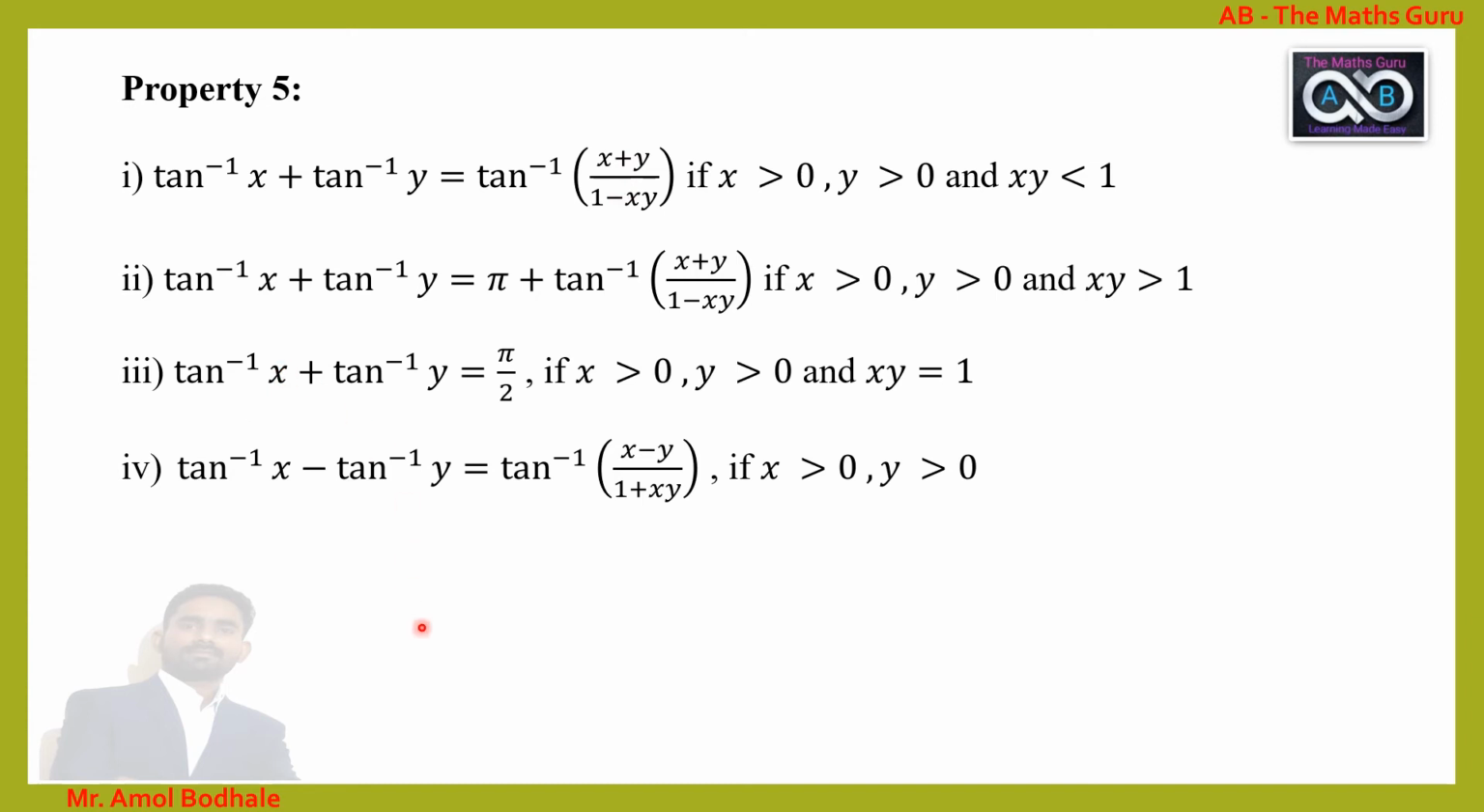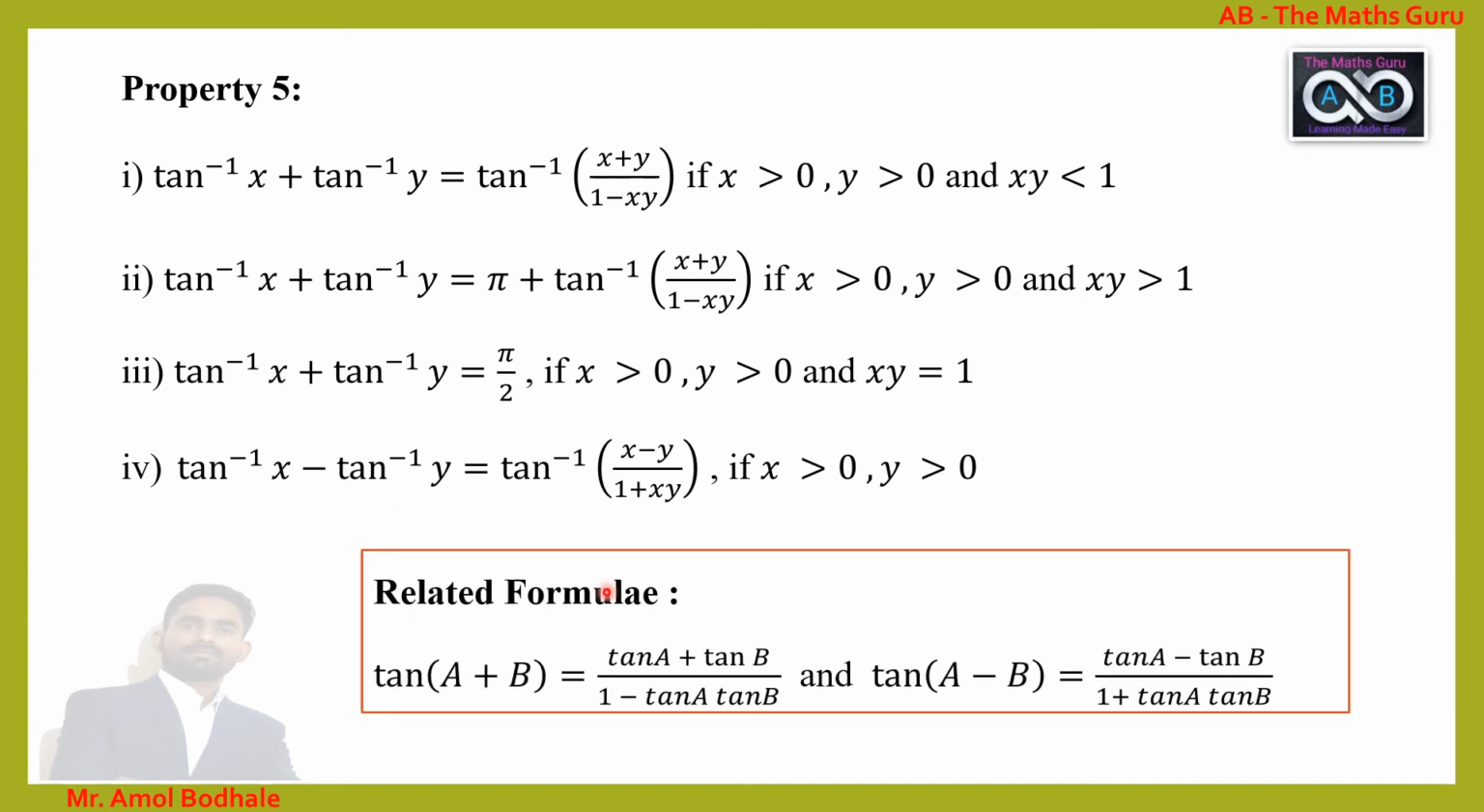So how can we remember these properties? As in 11th we have learned the property tan of (a plus b), which is (tan a plus tan b) upon (1 minus tan a into tan b). Similarly, tan of (a minus b) equal to (tan a minus tan b) upon (1 plus tan a tan b). So using the correlation of these two formulae, we can remember these properties. Let's see the proof of the first property.